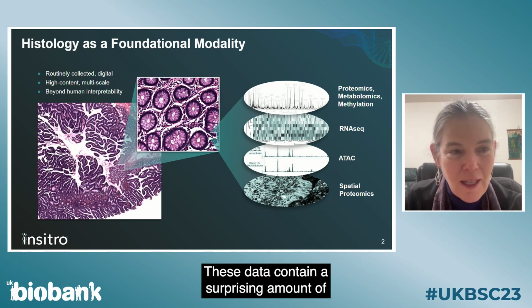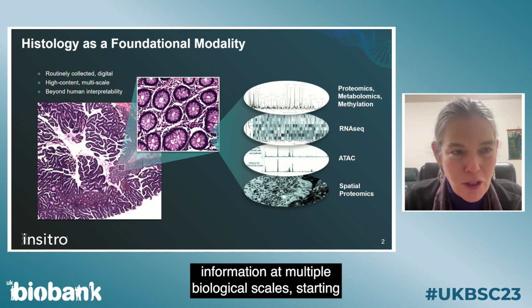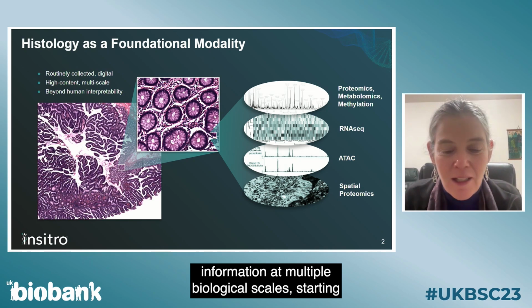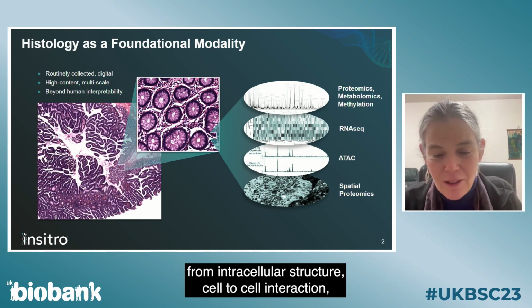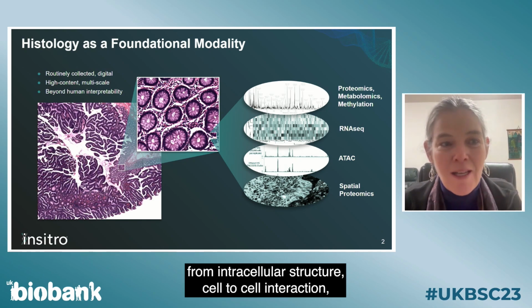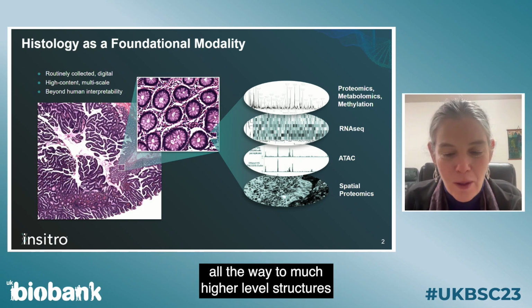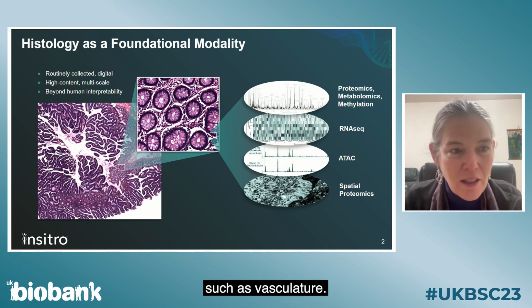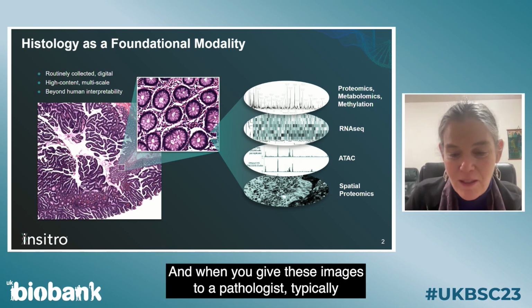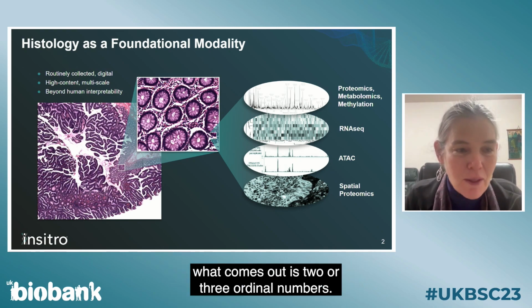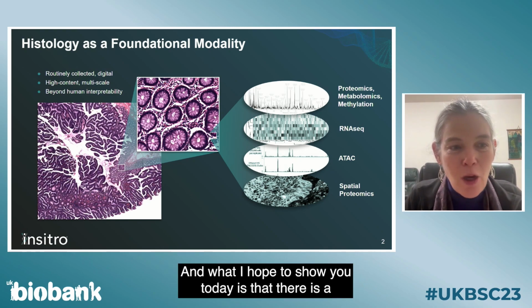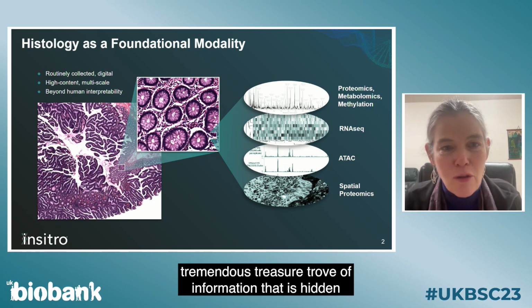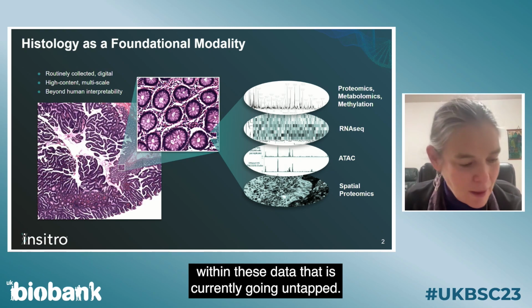These data contain a surprising amount of information at multiple biological scales, starting from intracellular structure, cell-to-cell interaction, all the way to much higher level structures such as vasculature. And when you give these images to a pathologist, typically what comes out is 2 or 3 ordinal numbers. And what I hope to show you today is that there is a tremendous treasure trove of information that is hidden within these data that is currently going untapped.